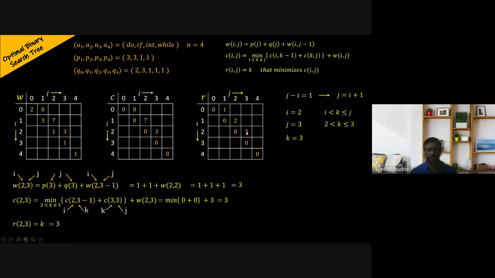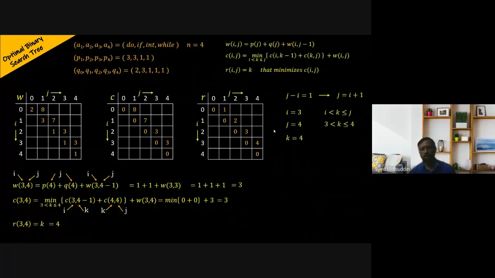That's the only element. The same way we compute for (3, 4), making A4 the root. We compute the weight for (3, 4), which gives us 3, and the cost of (3, 4), which also gives us 3, and the root of (3, 4) is 4, because that's the only element, A4. So this is how we compute.